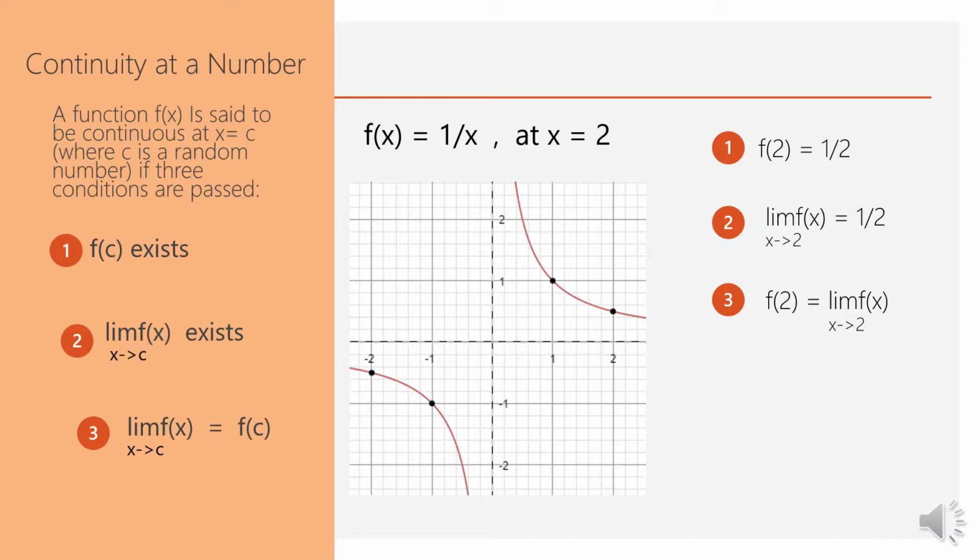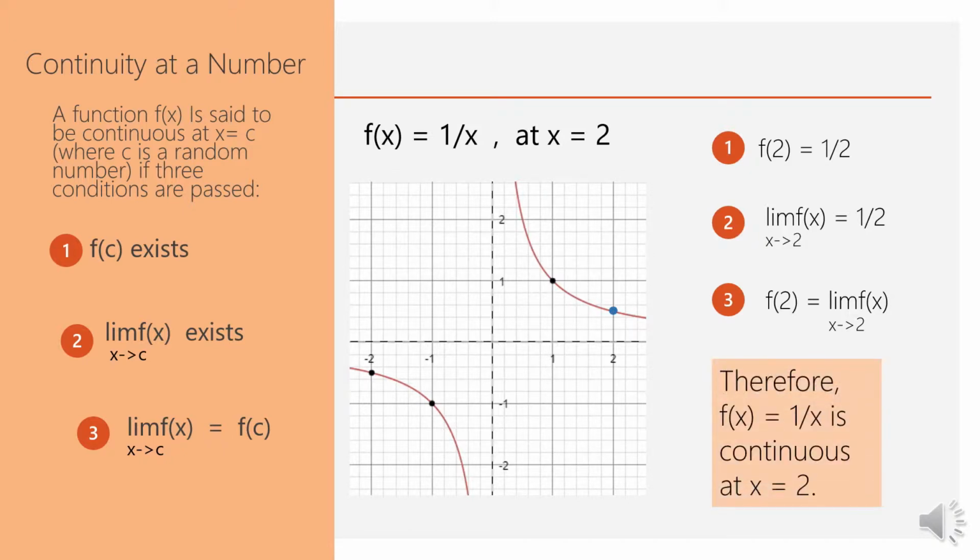Looking at the graph, x is equal to 2, and the function f of x is equal to 1 over x is the blue dot. It is part of the continuity. Therefore, f of x is equal to 1 over x is continuous at x is equal to 2.